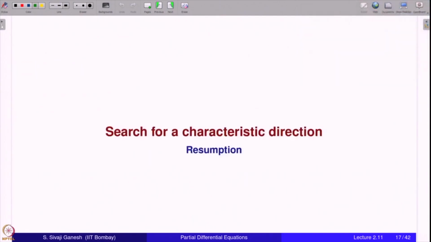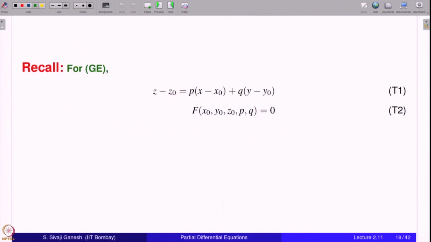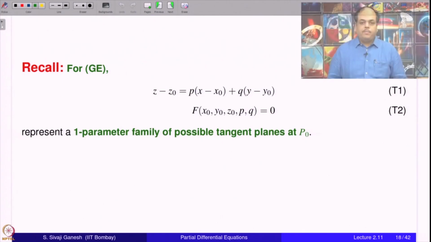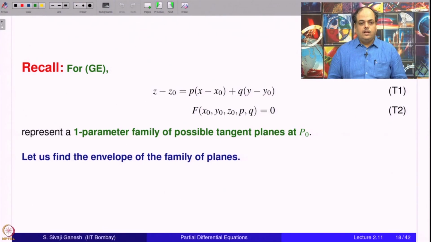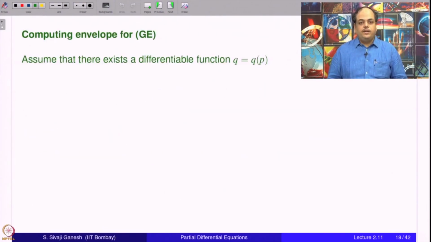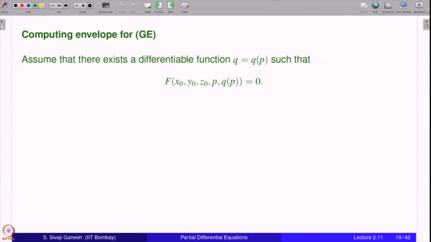So, let us resume our search of the characteristic direction. So, this is T1 and T2 that represent a one parameter family of possible tangent planes at the point P0. Let us find the envelope, that is what we need to do. To do that, we need to assume that Q can be expressed as a function of P in a differentiable way, so that this equation is satisfied. In other words, we are solving f of x0, y0, z0, P, Q equal to 0, and Q is expressed in terms of P.